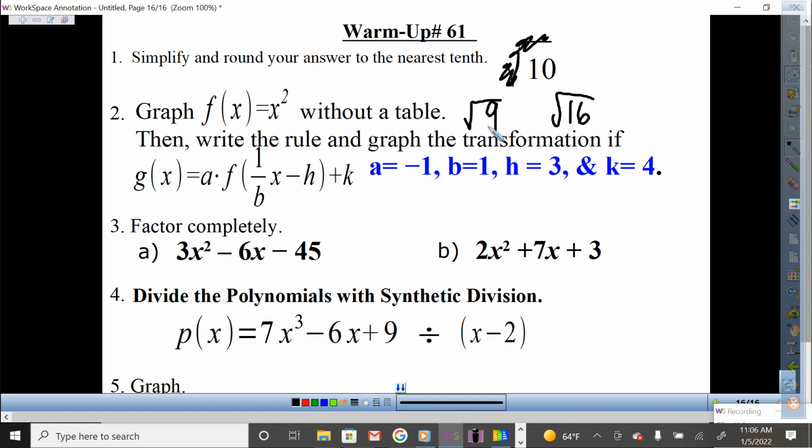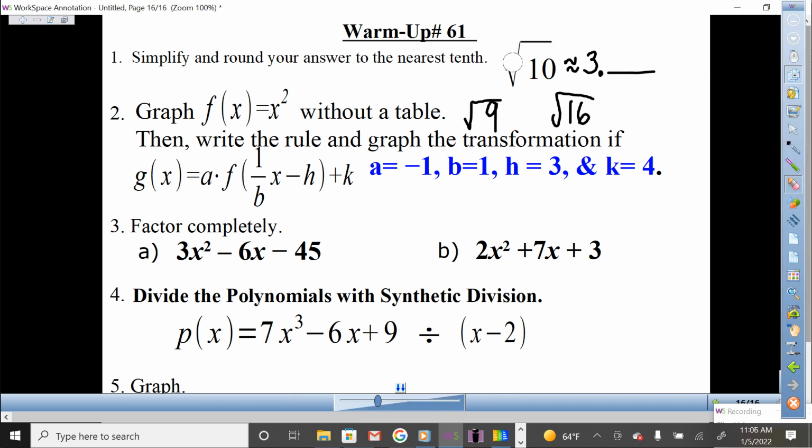So square root of 9 is what? 3. Square root of 16 is 4. That means square root of 10 has to be between 3 and 4, that's why it's approximately 3 point something. So let's find that something. How do we find the square root of 10? So it's 3 point something.